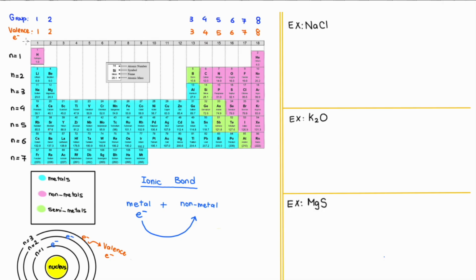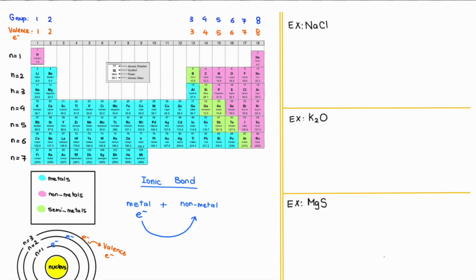And then the number of valence electrons always matches the group number. So something in group 1 always has 1 valence electron. Something in group 3 always has 3 valence electrons. So what are valence electrons? The valence electrons are the electrons of the last shell.